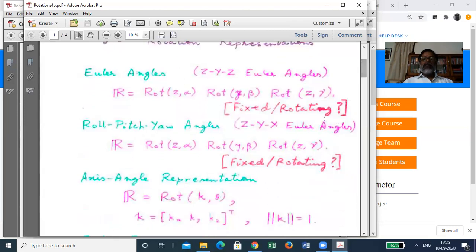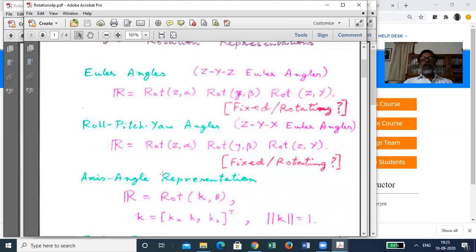Here also, this order of the rotations is corresponding to the rotating axis, and yaw first, then pitch, then roll. This order is the order with respect to the fixed axis.